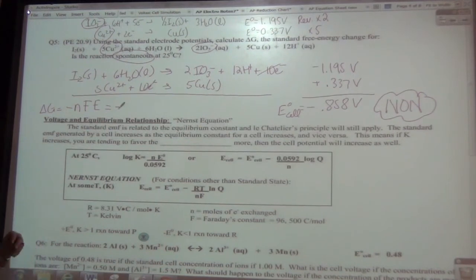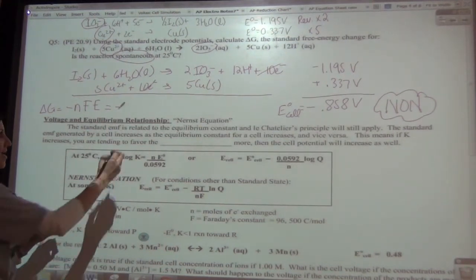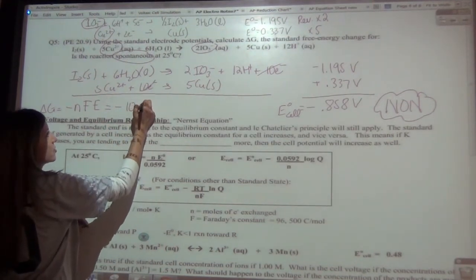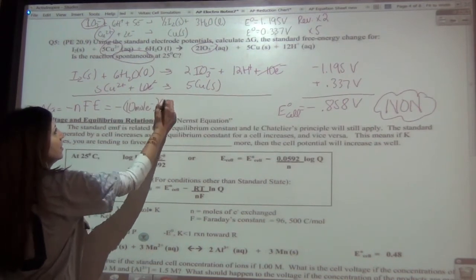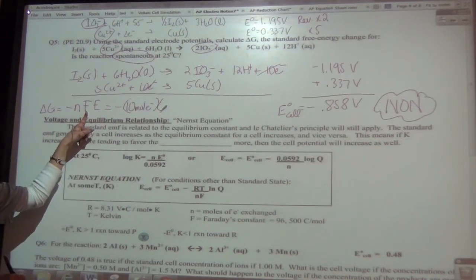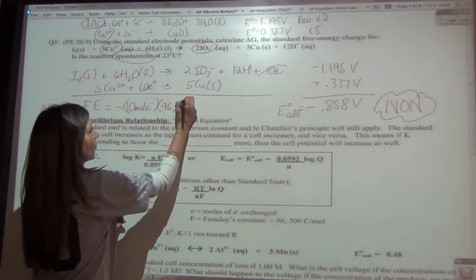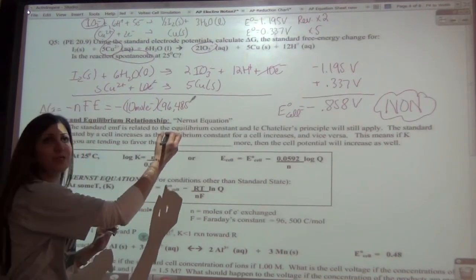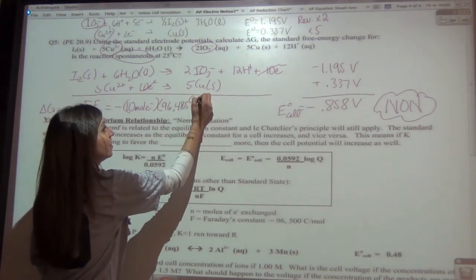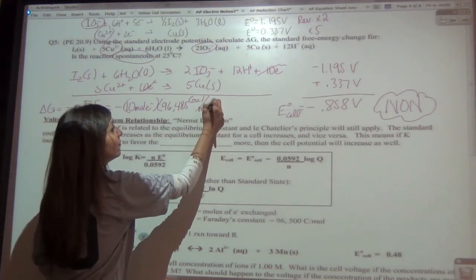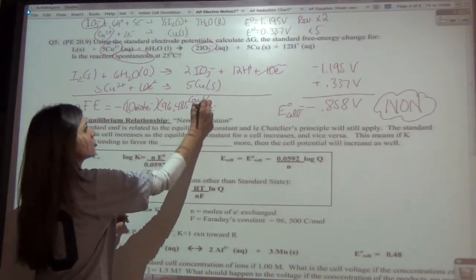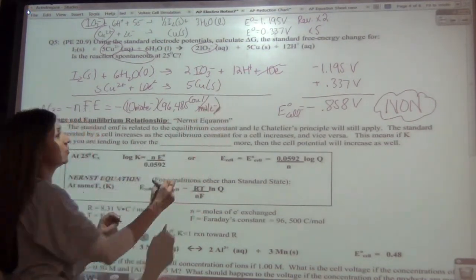Negative. How many electrons were transferred? 10 electrons. So this is our moles of electrons. Times F, which we said the number was 96485. And the units were coulombs per what? Mole of electrons. So our moles of electrons will cancel out right there, and we've got coulombs now.